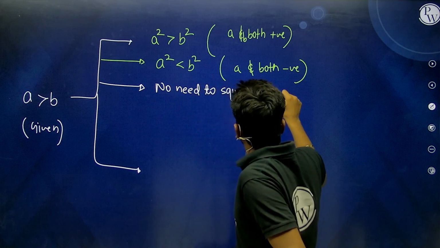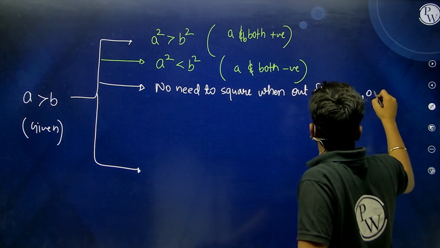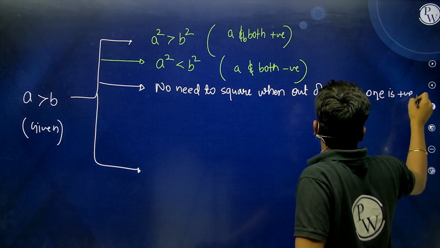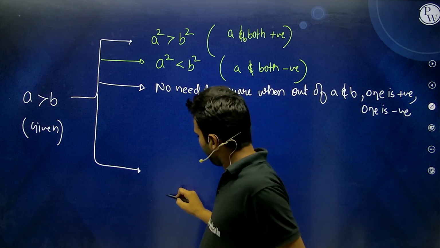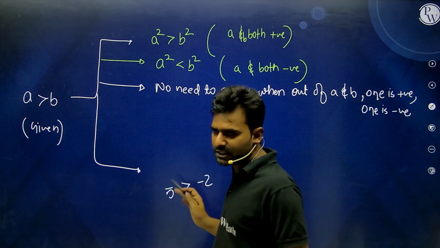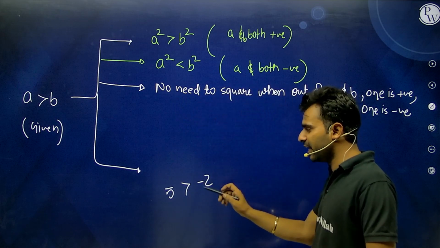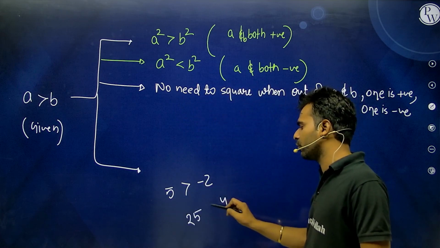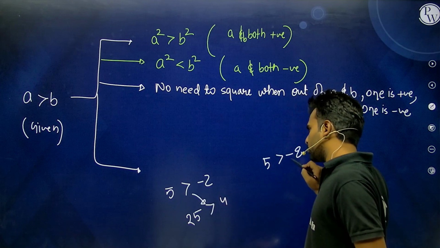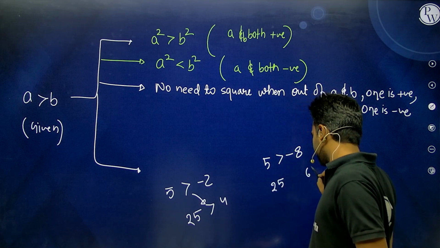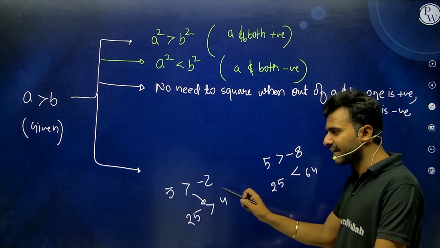No need to square when, out of A and B, one is positive and one is negative. Understood my point? Because look, if I know that this is the thing, this is true, I don't need to square. Here if you square, this will become 25, this will become 4. You will say the sign of inequality will remain the same. But this is also true: if you square, look, now which one is greater? This.